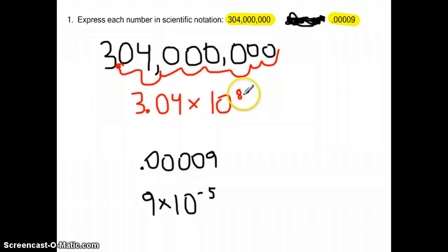And the reason that's a positive 8 is because this 3.04 is going to get bigger, and we think about a positive being bigger than a negative. So right here we have a real small number, 0.00009. We move this decimal place 1, 2, 3, 4, 5 spaces this direction to get that 9 in front, and then it's going to be to the negative 5 power because we're going to make that 9 smaller.